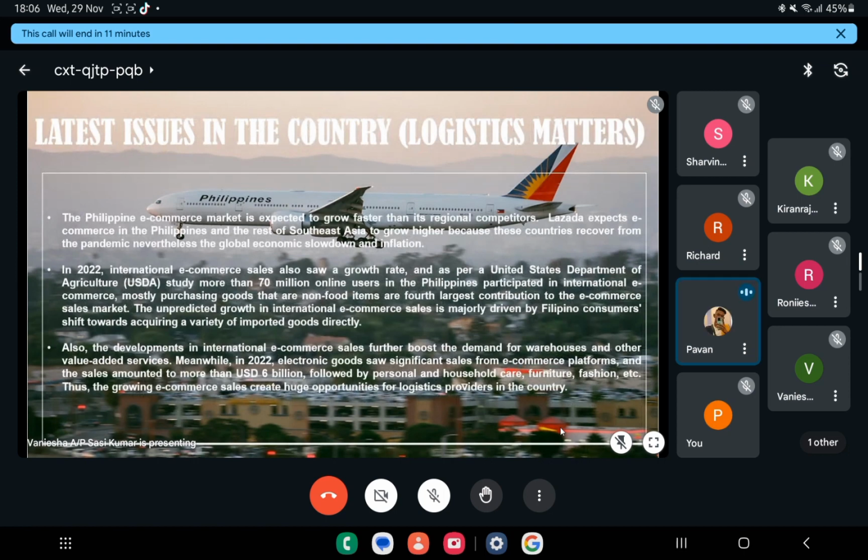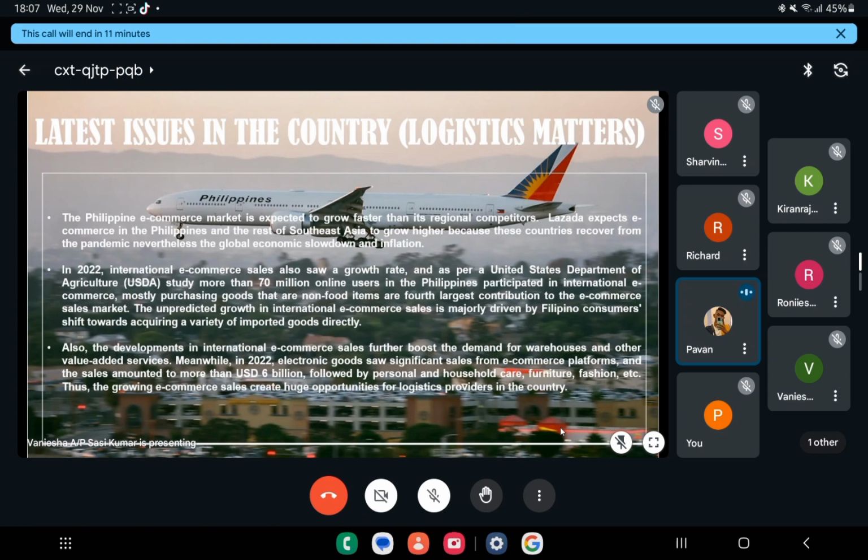Hi, Prof. Today I want to talk about the latest issues in the Philippines related to logistic matters. The Philippine e-commerce market is expected to grow faster than its regional competitors. For example, Lazada expects e-commerce in the Philippines and the rest of Southeast Asia to grow higher as these countries recover from the pandemic. Nevertheless, there is the global economic slowdown and inflation.